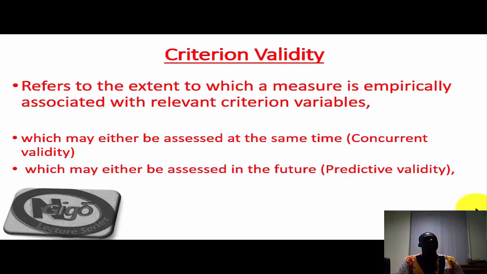But if you are not doing concurrent validity, you can do what we call predictive validity. Now, with predictive validity, what you're doing is that you are thinking of the future.